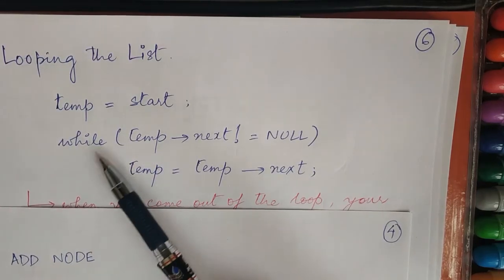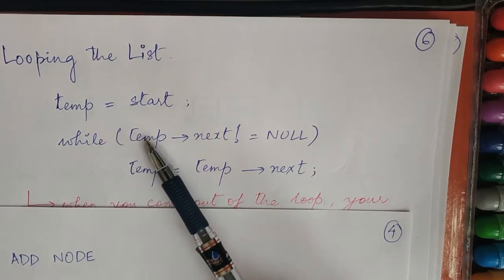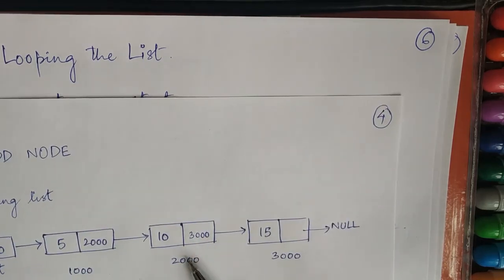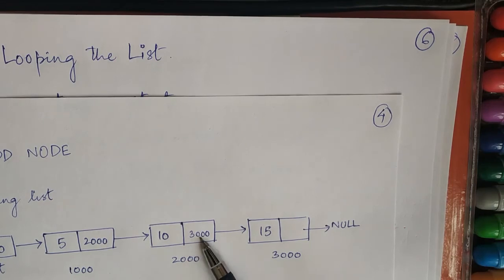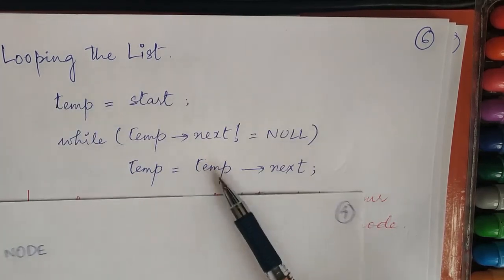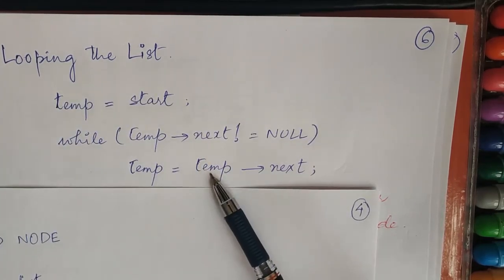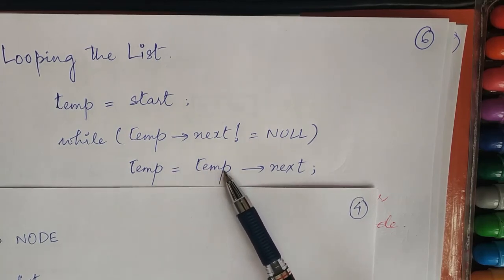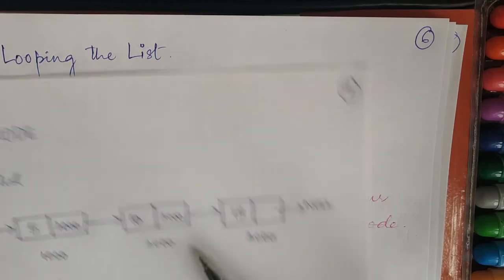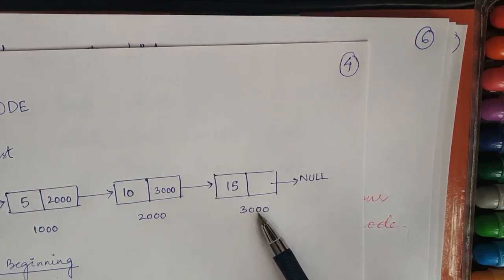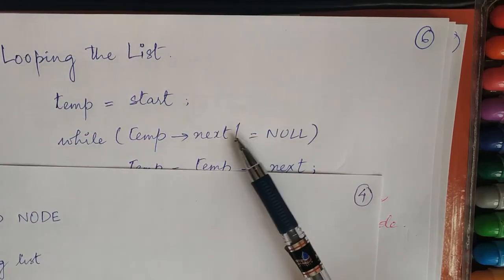So now I'll go back in the while loop. Temp is 2000. What is 2000 to next? As in, what is in the next field of 2000? It is 3000. So again, the loop condition is satisfied. It is not equal to null. So I'll go inside, and then I will overwrite 2000 with what is in the next field of 2000, which is 3000. So temp becomes 3000. Okay. Now temp is 3000, and I go back to my while condition.